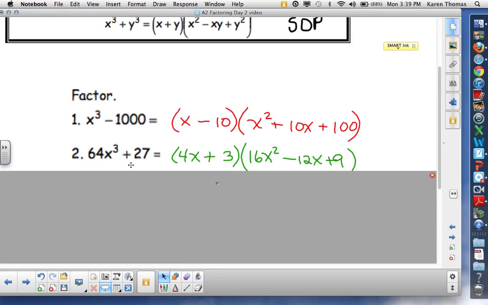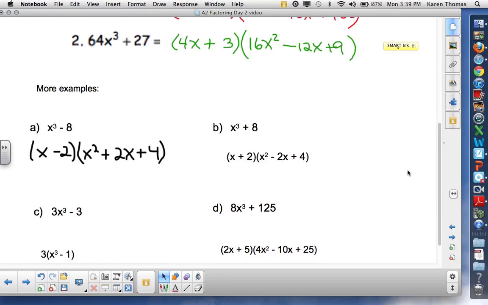This is a plus. I look up above. I see that when I have the sum of two cubes, I do same, opposite, plus. So I use the same sign. I put a plus in my binomial. I do the opposite sign between my first two terms of my trinomial, which would be a minus, and then I do a plus sign between the last two terms.